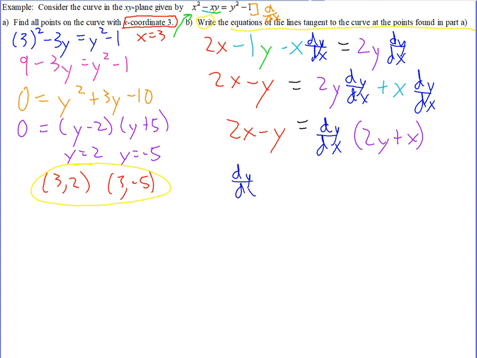So our derivative dy/dx is 2y plus x divided by 2x minus 1. Oops, go back around, sorry. 2x minus y divided by 2y plus x. There we go.